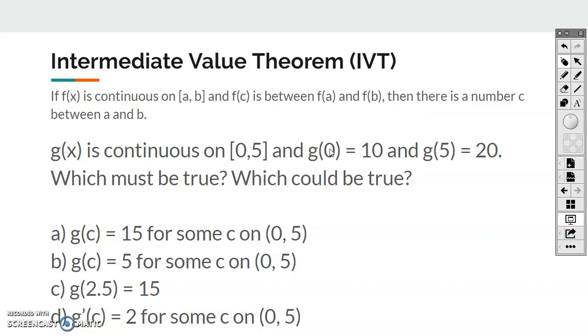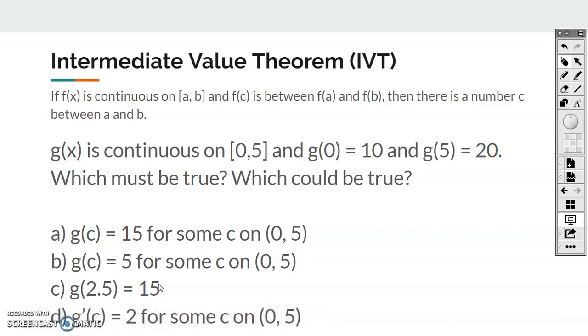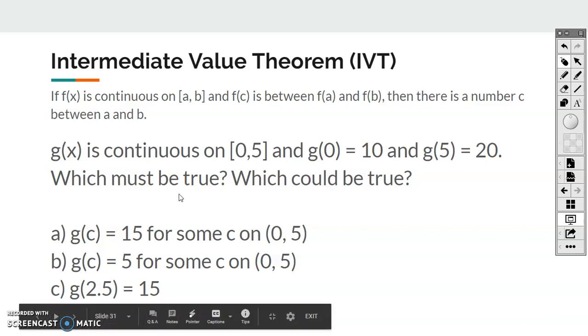So I'm going between 0 and 5. The y values are going between 10 and 20, which means that in between 0 and 5, the y values are going to hit everything between 10 and 20. So at some point, the function is going to hit 15. This is guaranteed to be true. At some point, could the function equal 5? It could be true, but it doesn't have to be true. This is saying halfway through, you're at half of the height. That could be true, but you're definitely not guaranteed to have that be true.